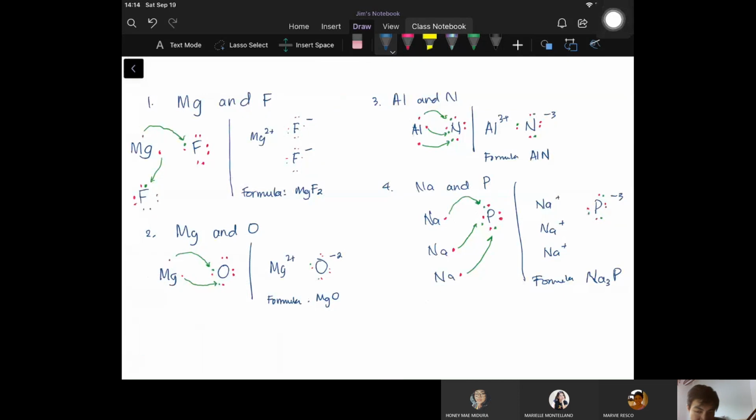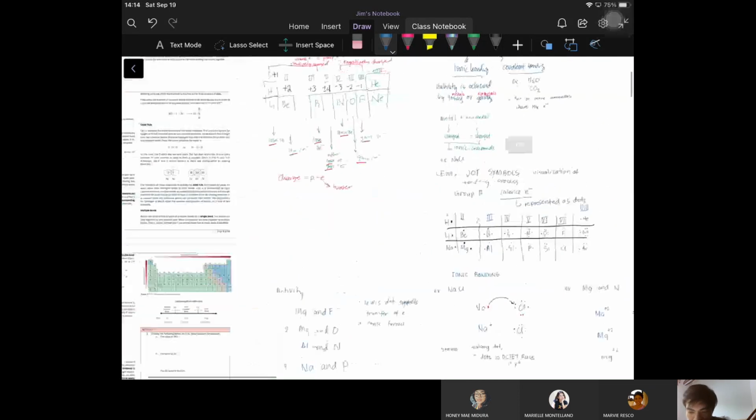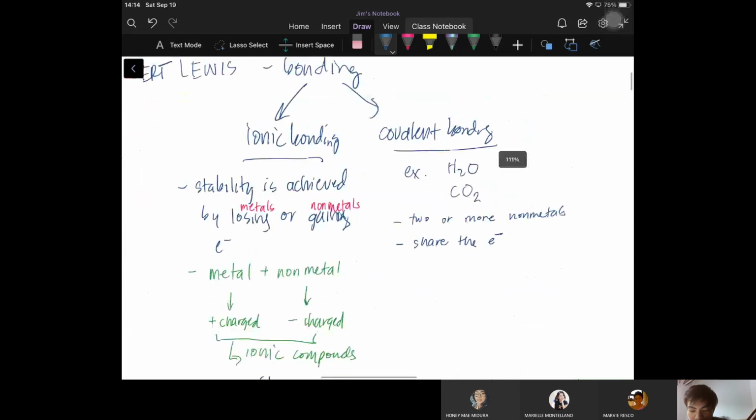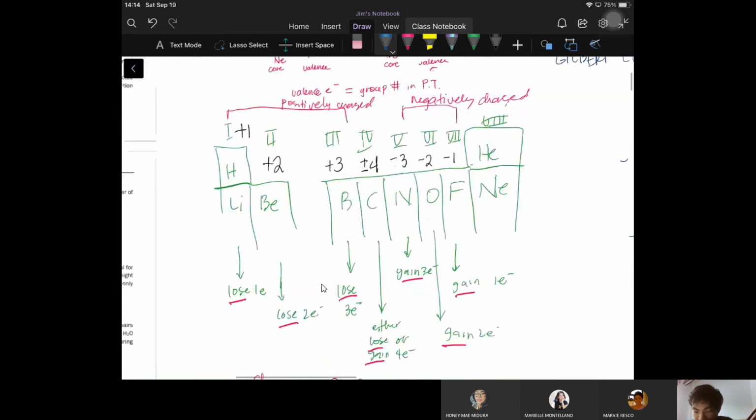Okay, so that's the ionic bonding. No? So let's summarize. So again, in summary, ano yung idea ni Gilbert Lewis? For ionic bonding, stability is achieved by losing electrons for metals and gaining electrons for non-metals. And they will lose and they will gain electrons. So, by how much? Depending on the group number.